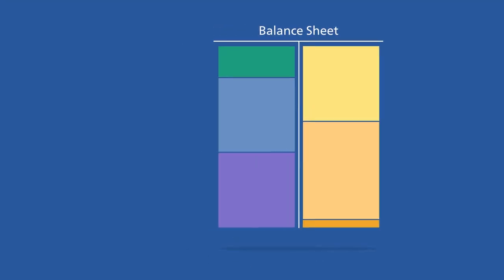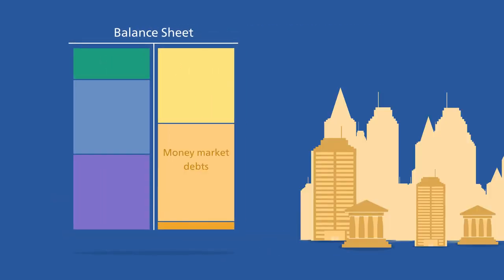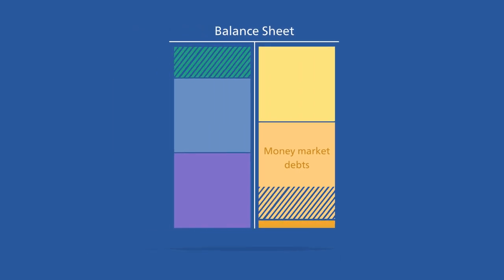But in 2008, the situation was not that the customers wanted their money back. Rather, the money market lenders no longer renewed their loans. But the effect was the same. The banks ran out of money at breakneck speed. Nobody expected the bank run because everybody thought there is a deposit insurance. But there is no deposit insurance for money market debts.